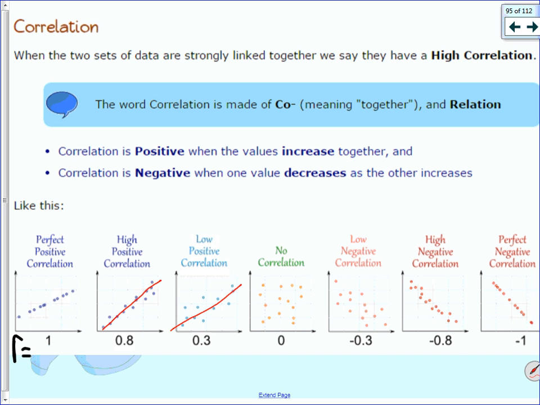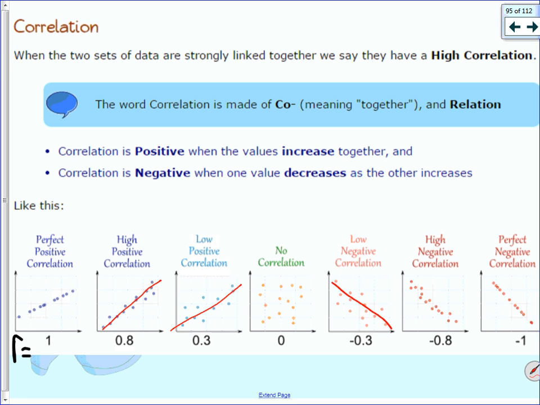Perfect, I liken this to 80% doing an 80% job of estimating the data. Not so good, and this is no correlation. This means it's impossible for me to create a line that goes through this data. So that's why it's a 0. This is a low negative correlation.